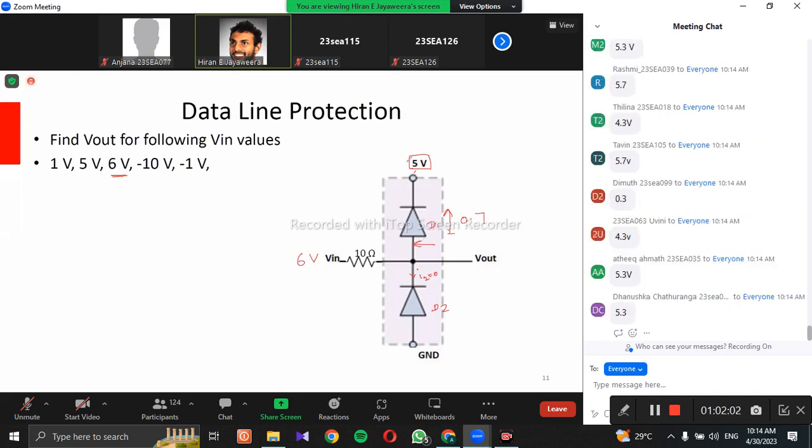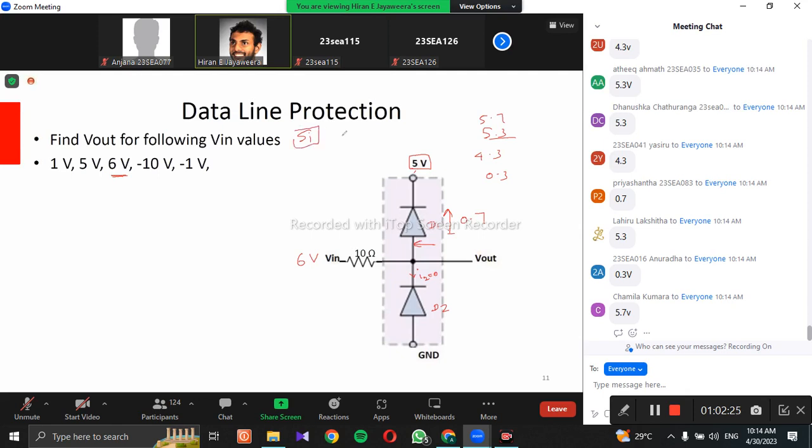Okay, I'm seeing 3 or 4 answers. One is 5.3, 5.7, 4.3, 0.3. I don't know where you are getting 0.3. Others are 5.3 also. So it's a silicon diode, right? Since nothing is mentioned, you always assume this is a silicon diode. The drop is 0.7.